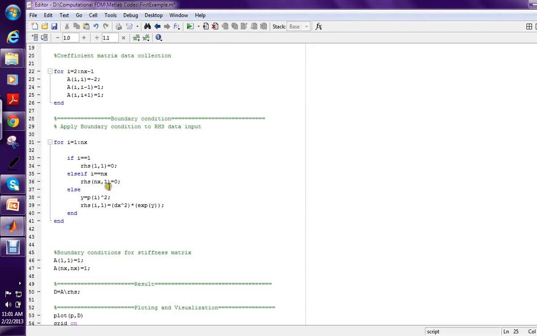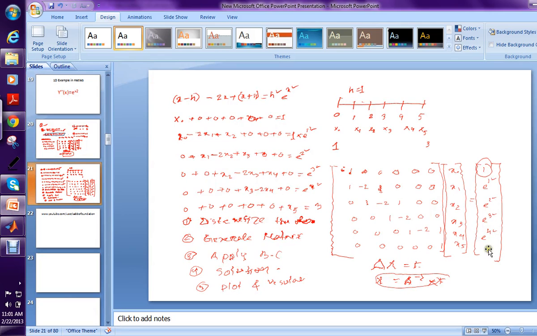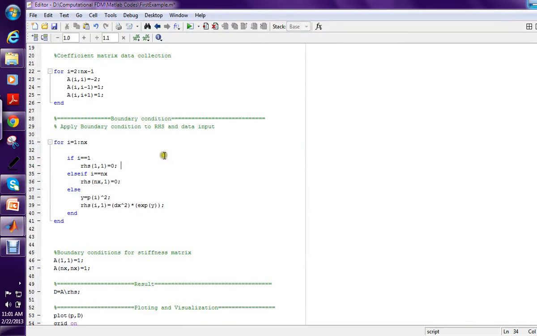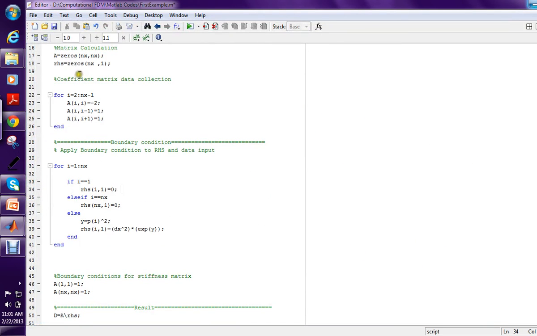Okay, now we have to apply the boundary condition. So what are the boundary conditions? So we know the boundary condition. Now apply the boundary condition to RSS and the data input. Okay. So what is the data in the case of our load vector? This is the force vector or load vector, it doesn't matter. So we have to put these values into our matrix RSS.